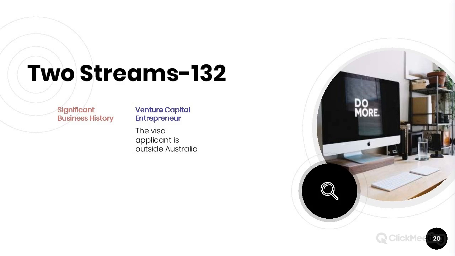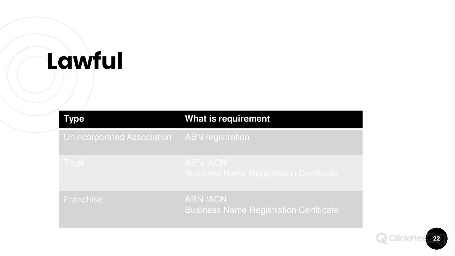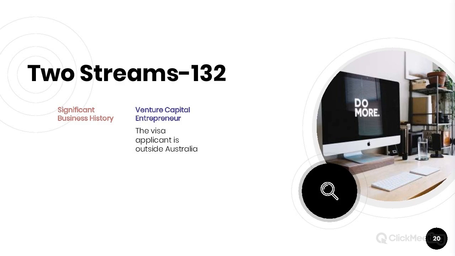Okay. For 132, we have two streams: venture capital entrepreneur and significant business history. Venture capital entrepreneur is really hard to get, and only a few of them got a visa. We're going to be focusing on significant business history. That two aspects they have to mention. Okay, so the business stream for 132 that they must do.